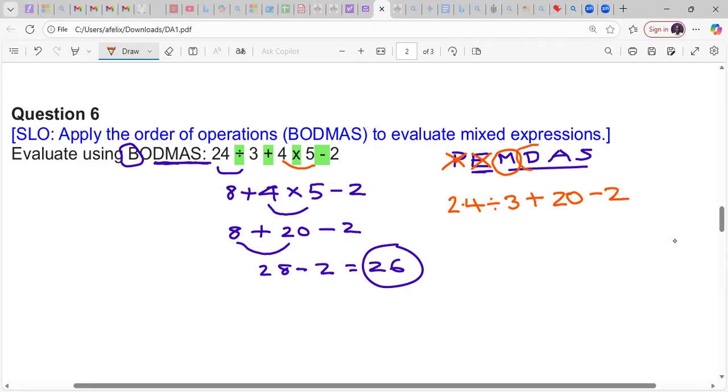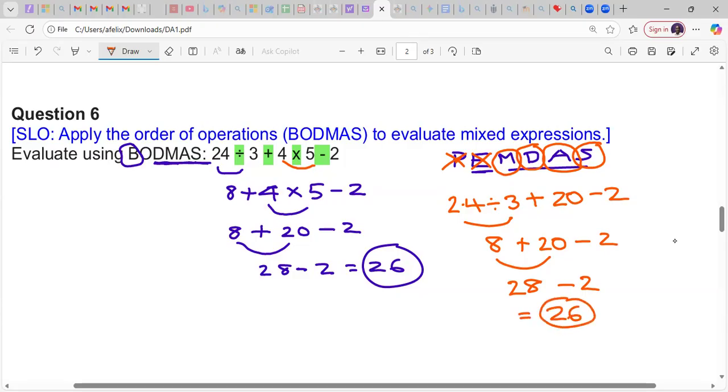Now let's divide. 24 divided by 3 will give us 8. Okay. And then we add, which will give us 8 plus 20, 28. And finally, we subtract, which will give us 26.